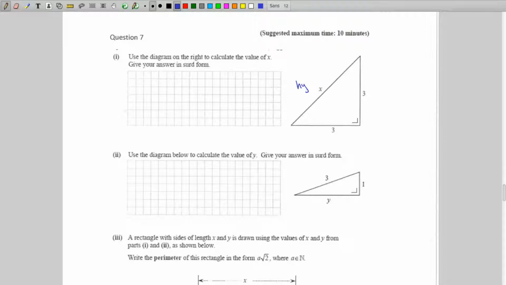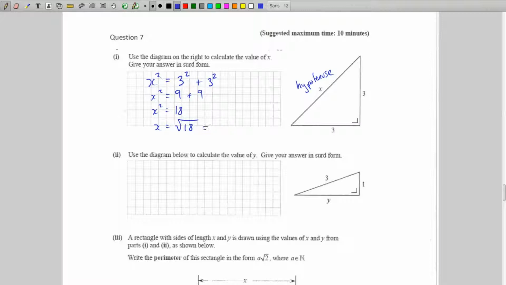We recognize that this is the hypotenuse. The hypotenuse is x long, and that has to be on its own on one side of the equation. And Pythagoras' theorem says that if you square the other two sides and add them together, so you get 3 squared and add it to 3 squared, the other two sides, we're going to get 9 plus 9. So x squared is 18. And so x is root 18.